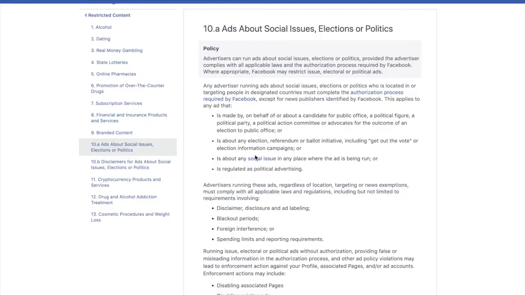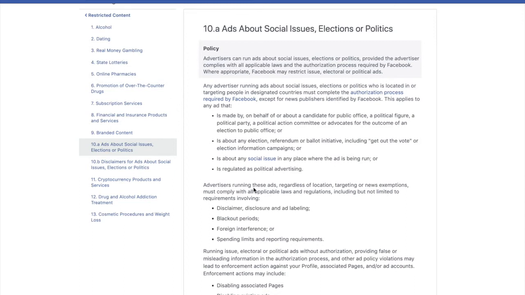Okay, here we are in Facebook ad policy, and this is rule number 10, the one we're talking about, ads about social issues, elections, or politics. I will link to it in the description, as mentioned. So basically the policy is, I'll read this little gray part. Advertisers can run ads about social issues, elections, or politics, provided the advertiser complies with all laws and authorization process required by Facebook. Where appropriate, Facebook may restrict issue, electoral, or political ads. And then it talks about this.